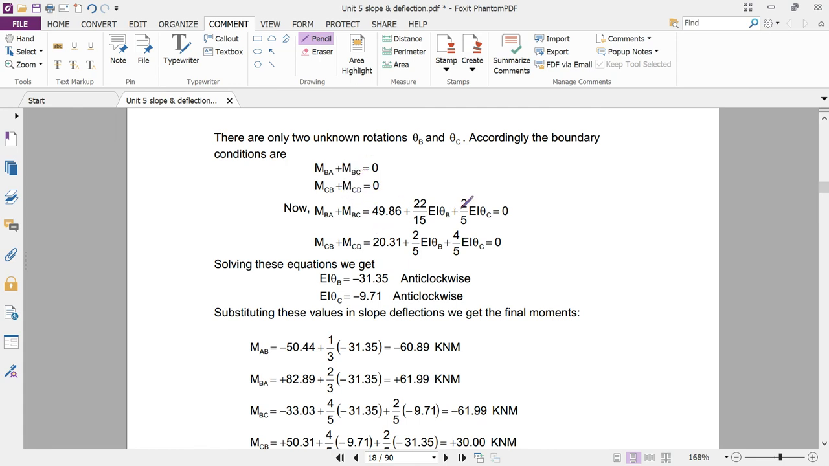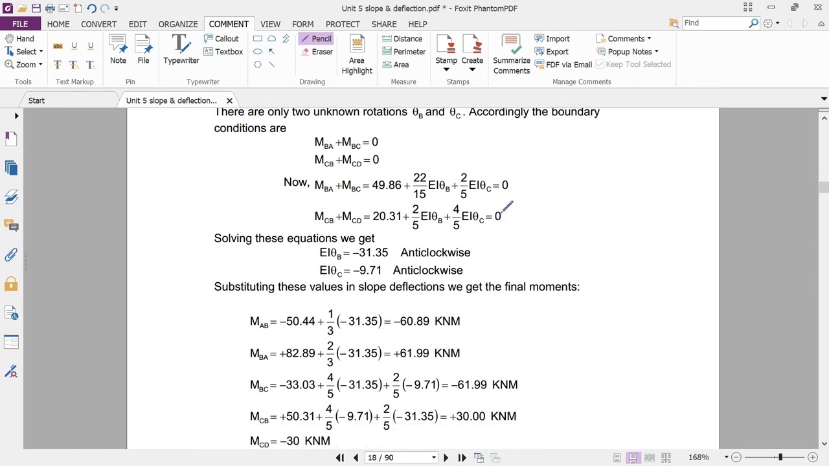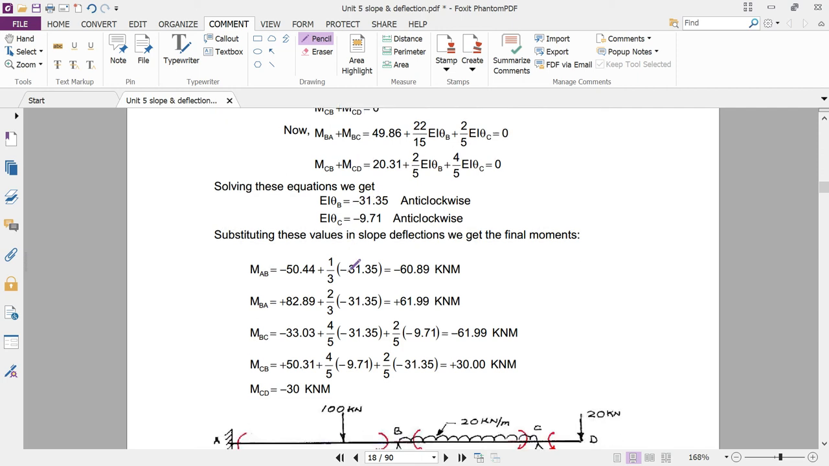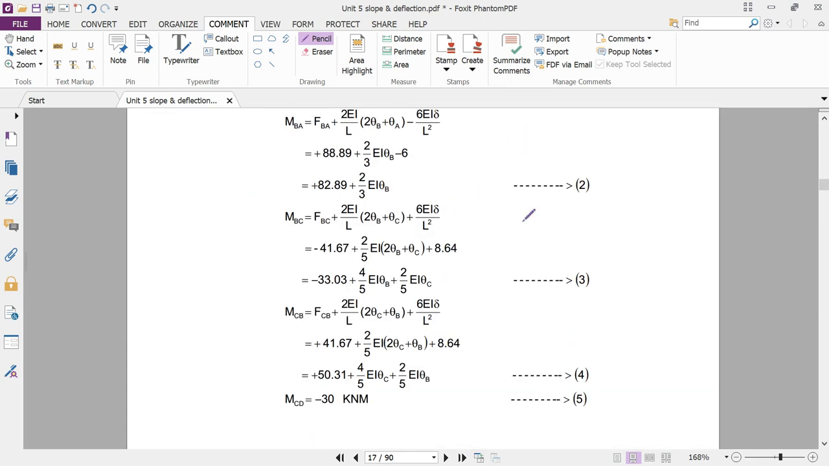Okay, and then we have to generate the new equations, that is equation number 5 and 6, and then these simultaneous equations can easily be solved on your calculator, and you will get the answer of EIθB and EIθC. Okay, once you get the values of these unknown thetas, you have to resubstitute these values in the particular equations, equations 1, 2, 3, 4 and 5.